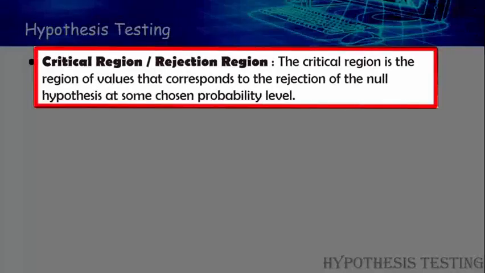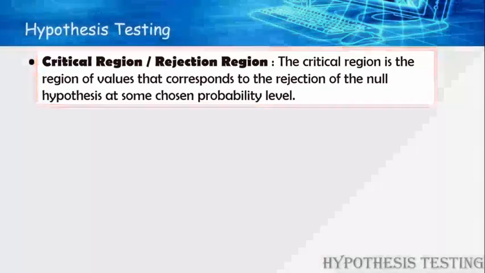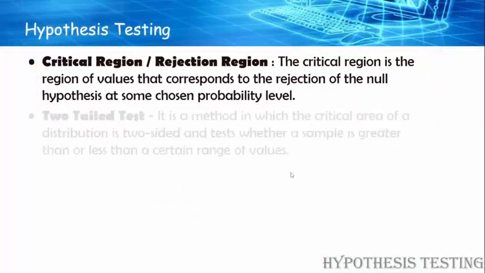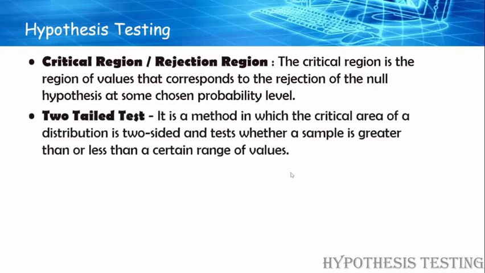Next we have the critical region or rejection region. The critical region is the region of values that corresponds to the rejection of the null hypothesis at some chosen probability level. Then the two-tailed test. All these tests, whatever I am walking through, we are just going through the names and building a little understanding of the naming itself. Technically and mathematically, you will have a lot of examples to solve to understand these hypotheses better.